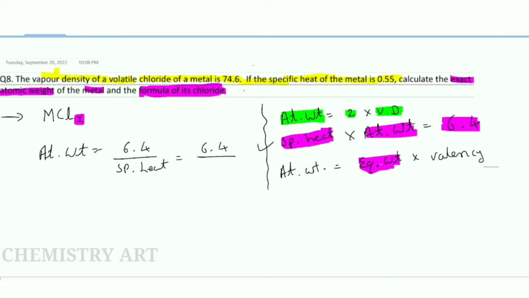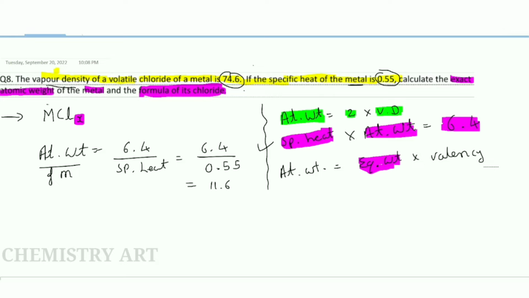So the specific heat is given here. The vapor density of the volatile chloride of the metal is 74.6, but the specific heat is 0.55. So 6.4 divided by 0.55, and we'll get 11.6. Now we have the atomic weight of the metal, because the specific heat of the metal is given, so this is the atomic weight of the metal.